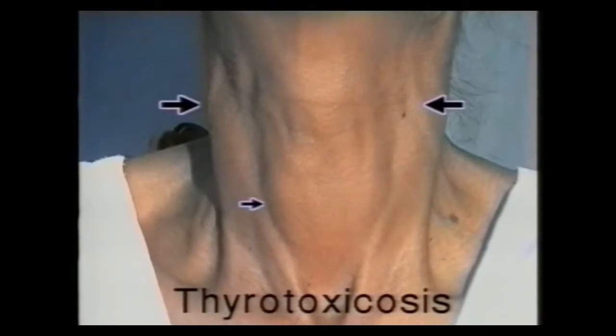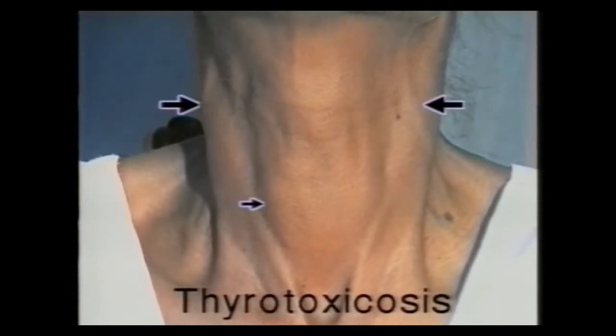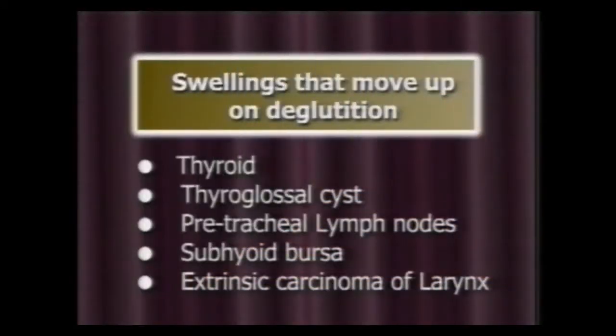Then watch the swelling for a few seconds quietly for pulsatility. Now ask the patient to swallow and look for an upward movement of the swelling. A thyroid swelling characteristically moves upwards during deglutition as it is enclosed in the pretracheal fascia, which is fixed to the thyroid cartilage. So when the superior constrictors of the larynx pull the thyroid cartilage up during deglutition, the thyroid also moves up and down. Of course, we should not forget the other swellings that also move on deglutition.